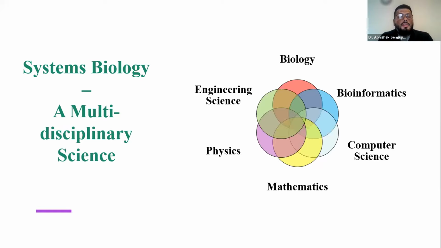Sorry, so it is a multidisciplinary field of science. Fine. So you can see in this slide that it has biology, engineering sciences, bioinformatics, physics, computer science, mathematics, all integrated together. Biology definitely, because this is the basis here, right? We are not studying any electrical system, or electronic system, or any transport system, right? So we are studying here biological systems.